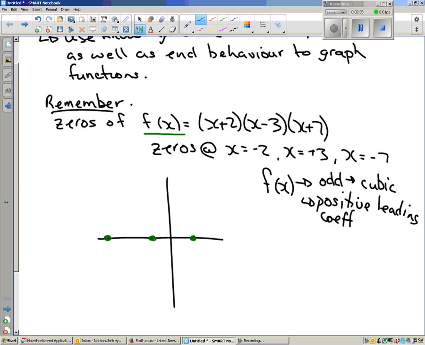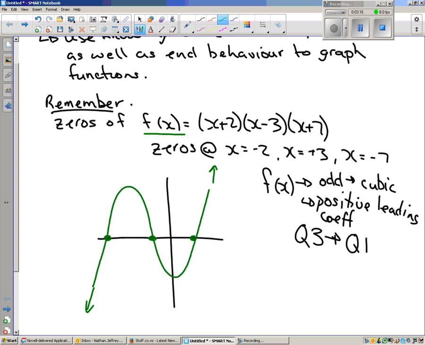Since it's an odd degree polynomial, a cubic, with a positive leading coefficient, how can we combine those into some useful information about this graph? We can put those two pieces of information together and tell that this graph is going to go from quadrant 3 to quadrant 1. So it has to go off this way and has to finish going off that way. We can get our graph by connecting the dots.